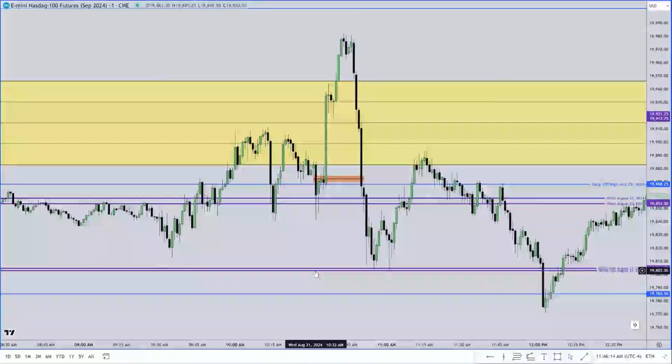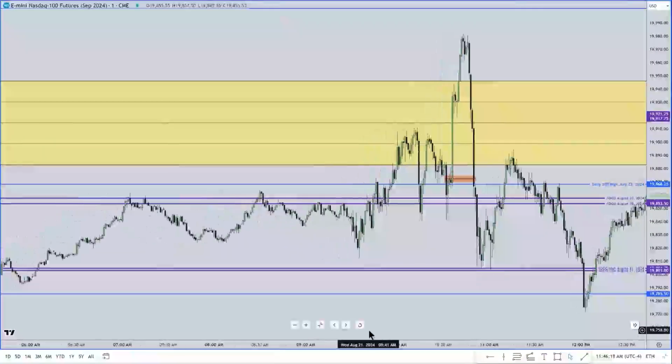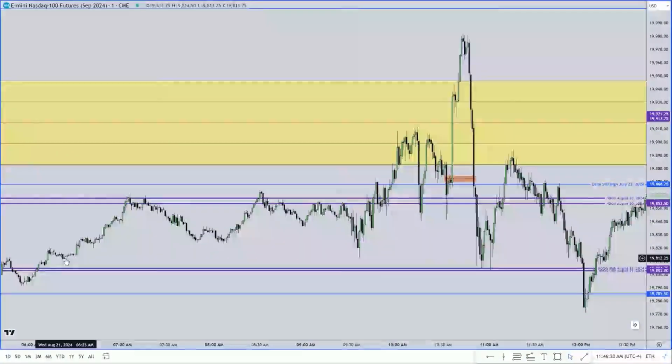And I was going to aim for this, not this, what am I doing? This low here, because it's part of a breaker there. So this high, this low, two forms of what? Discount array. I want to see, does it want to go and close below here? And it didn't do it.